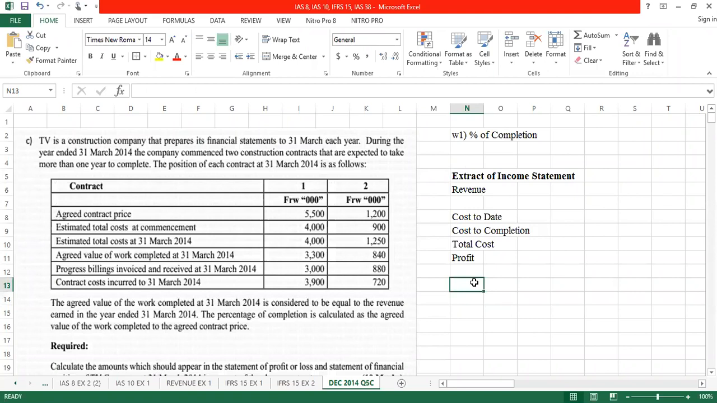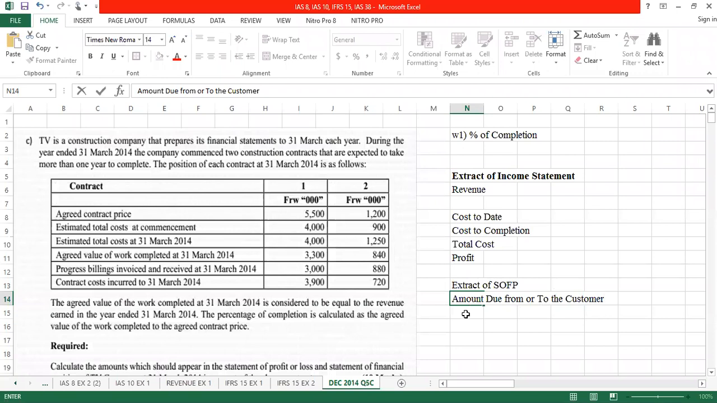And then you go to extract of statement of financial position. Under extract, you get the amount due from or to the customer. You know how to get it. How do you get it? It is cost to date. If it is a profit, you add the attributable profit. I'm just giving you the format so that you don't say it's not doable.